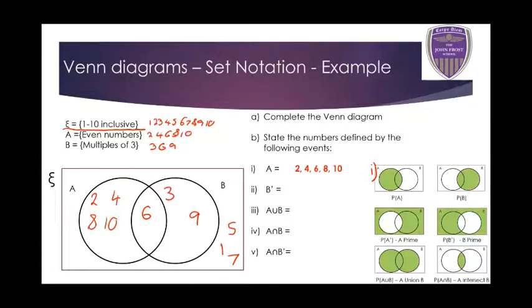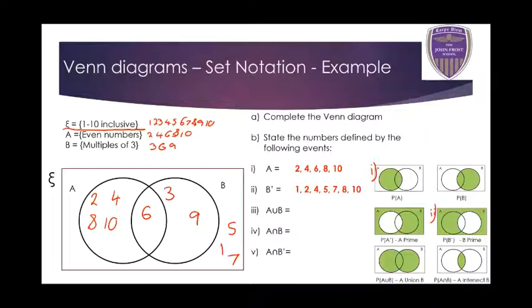Next one, we need to define the numbers in B prime, so all the numbers that are not in B. Otherwise, we need to find all the numbers that aren't multiples of 3. That is going to be this one here. And those numbers are 1, 2, 4, 5, 7, 8, and 10, because those are all the numbers that aren't multiples of 3.